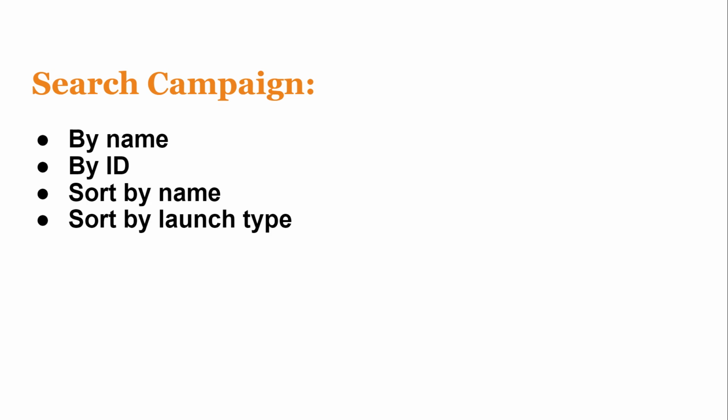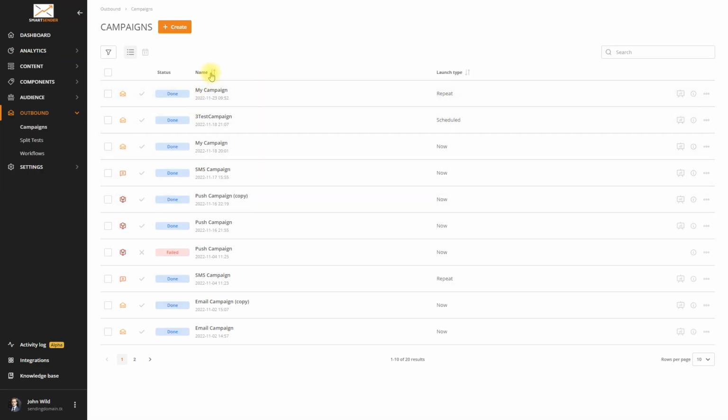For convenience, the Smart Sender IO team has provided sorting campaigns by name and launch type feature, as well as searching by name and campaign ID.